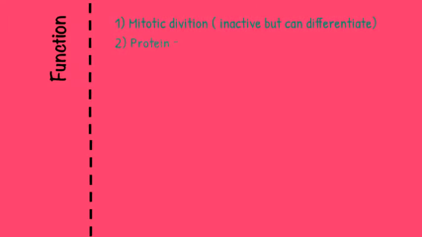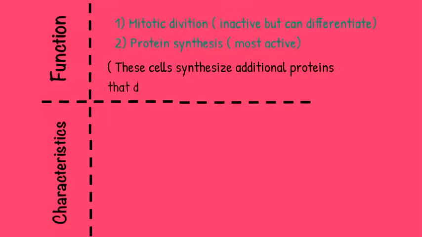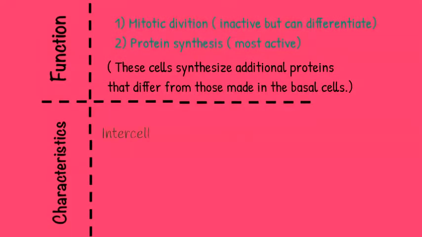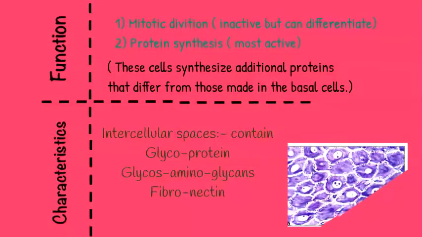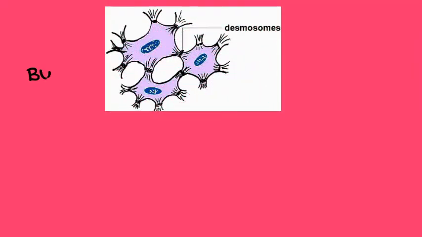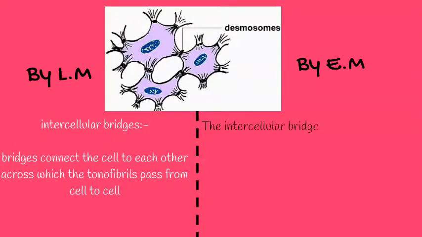Of the 4 layers, the spinous cells are the most active in protein synthesis. The intercellular spaces contain glycoproteins, glycosaminoglycans, and fibronectin. On light microscopy, cells are joined by intercellular bridges. On electron microscopy, the intercellular bridges are desmosomes.